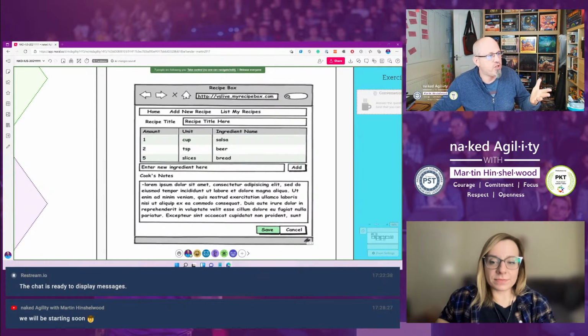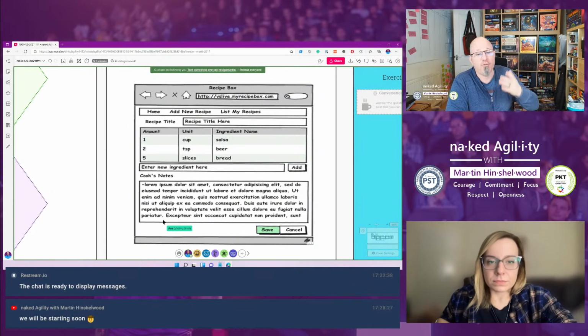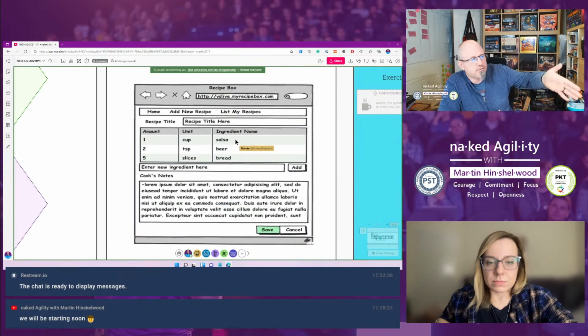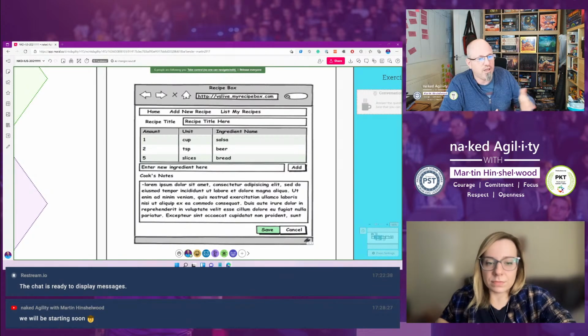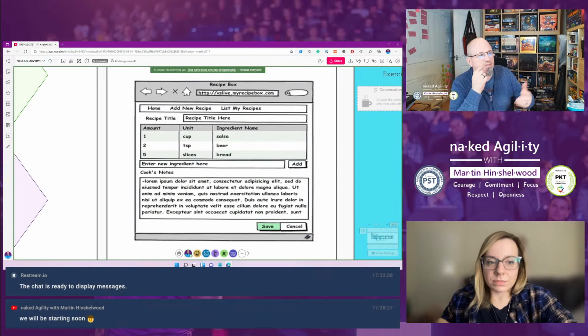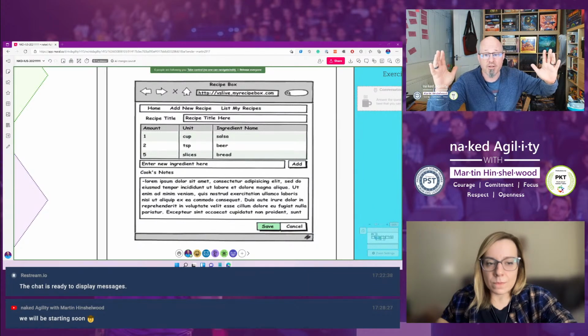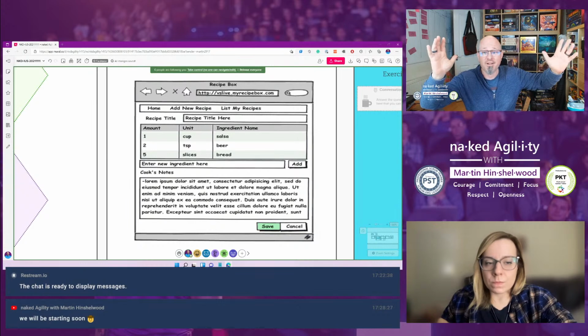I've got a little picture here of a recipe website. I stole this from a good friend, David Starr, again. I think he did it at a conference. I have a recipe box, and there's a list of recipes, and you can add ingredients to the recipe, and then you can add some notes for cooking. So it's fairly straightforward. But if we were to start creating user stories, one of the best places to start is to draw the user interface that you're going to talk about. Draw it on the whiteboard, right?